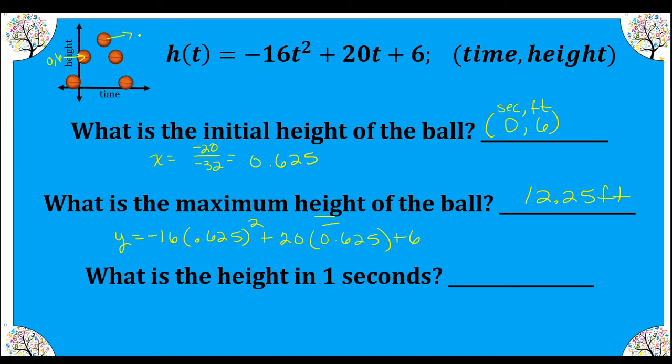Okay, so this point is 0, 6. This point is 0.625, 12.25. That is the vertex.